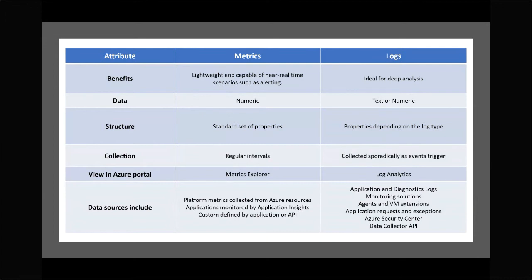Some things that are confusing for some, and I'll make sure I highlight, is similar to how a rectangle is not a square, but a square is a rectangle. It's kind of the same thing here, right? So a metric is a log, but a log is not necessarily a metric. So you'll see metric data in Log Analytics, but you will not see log data in the Metrics Explorer. So a metric is a log, and you'll see a subset of there in Log Analytics.